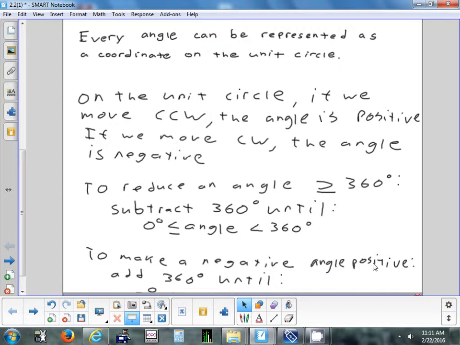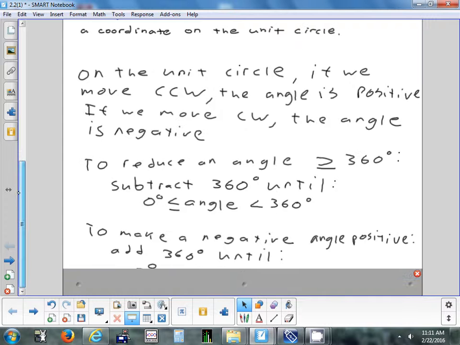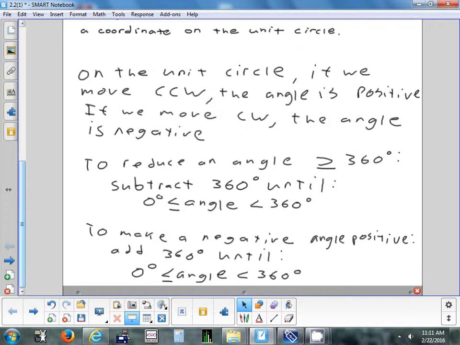Okay, and likewise, if you have a negative angle and you need to make it positive, you can add 360 as many times as you need to until your angle is between 0 and 360. Don't add 360 too many times, otherwise it starts to get too big.